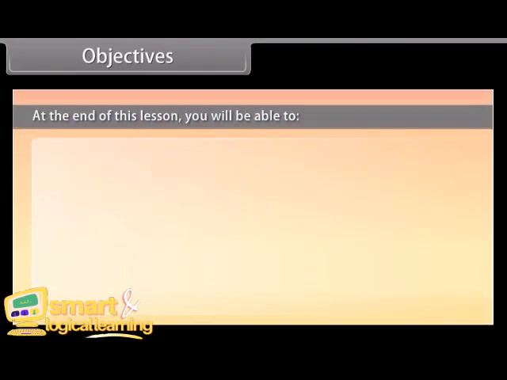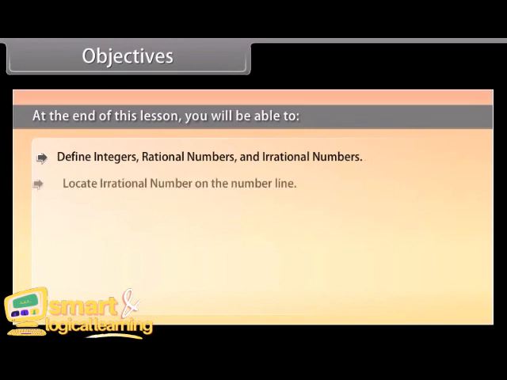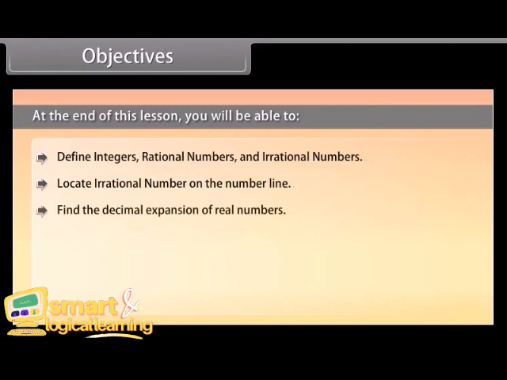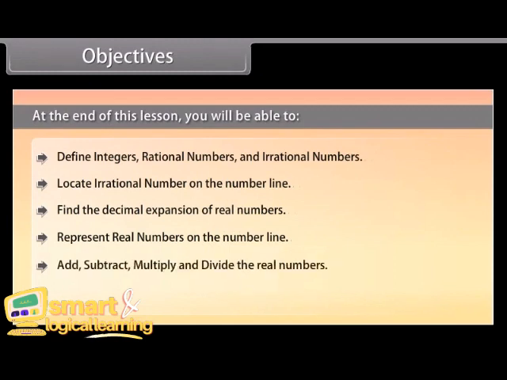Objectives. At the end of this lesson, you will be able to define integers, rational numbers, and irrational numbers. Locate an irrational number on the number line. Find the decimal expansion of real numbers. Represent real numbers on the number line. Add, subtract, multiply, and divide the real numbers, and state laws of exponents for real numbers.